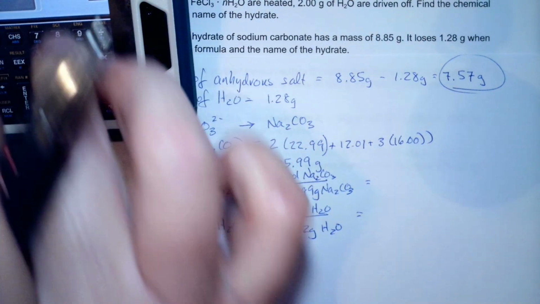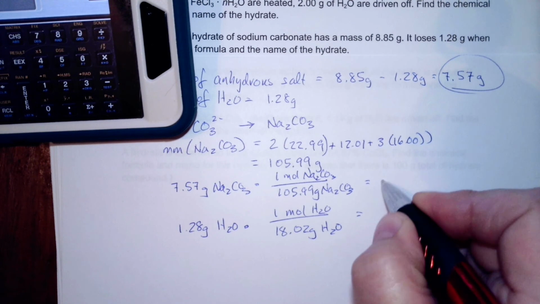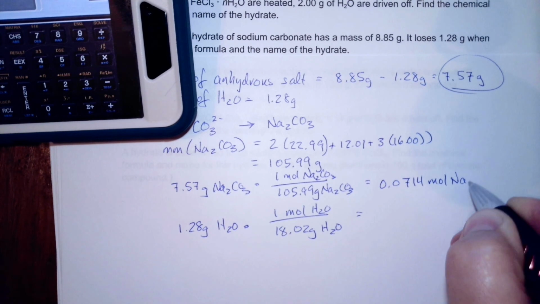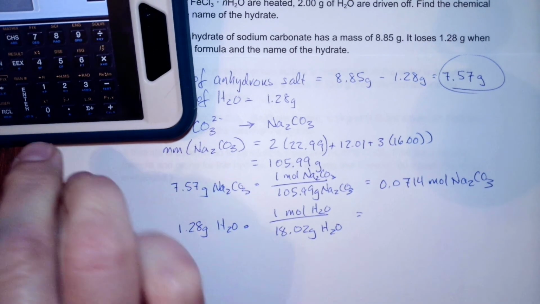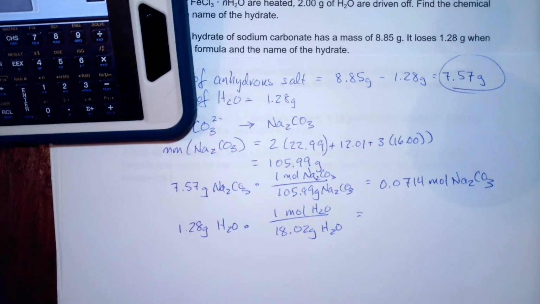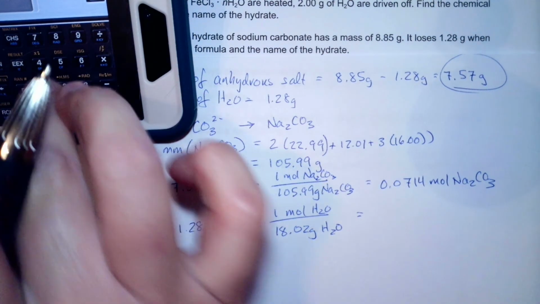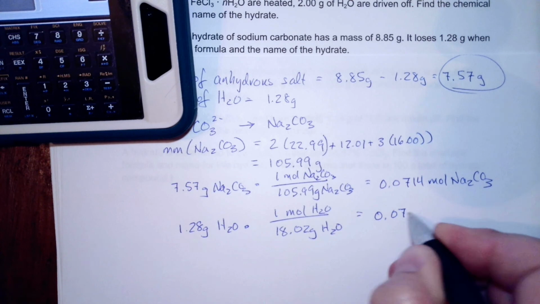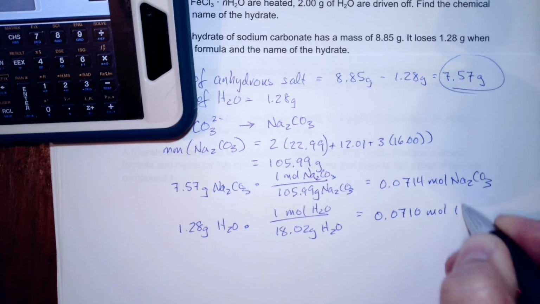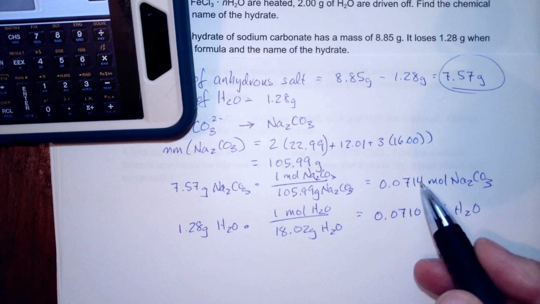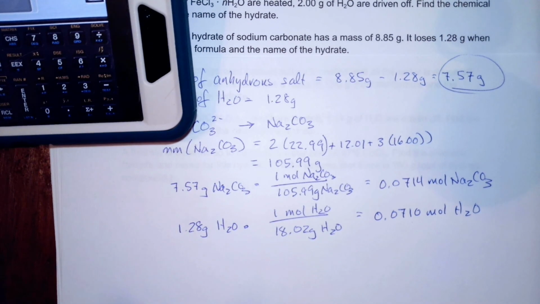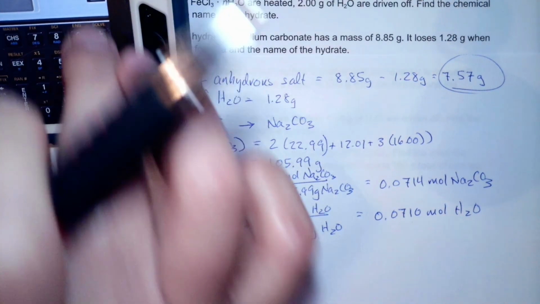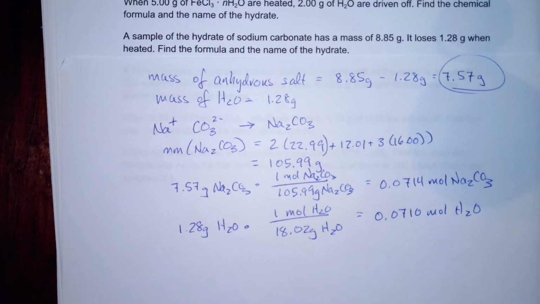7.57 divided by this gives us 0.0714 moles of sodium carbonate, and 1.28 divided by 18.02 gives us 0.0710 mole H2O. That sure looks like 1-to-1. I could calculate that if you really wanted me to. And I get 0.994, so that's 1.